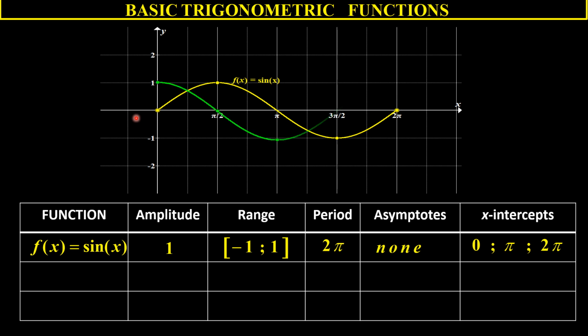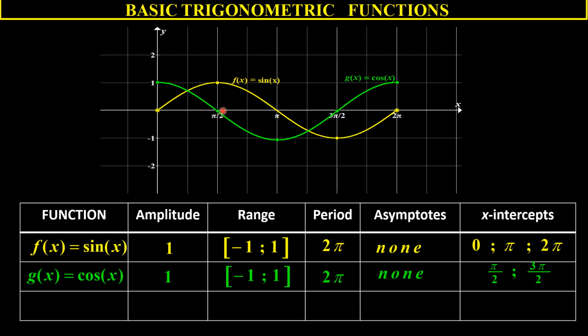Okay, let's look at the next function. That one there is the cosine function. If you look at the cosine function, it also has an amplitude of 1. You can see the coefficient of cosine is 1, so the amplitude is 1. The range is also from -1 to 1. The output values are only from -1 to 1. The period: that's a cosine pattern, and it repeats itself every 2 pi. Also no asymptotes, and the intercepts are different. The intercepts there are at pi over 2 and 3 pi over 2.